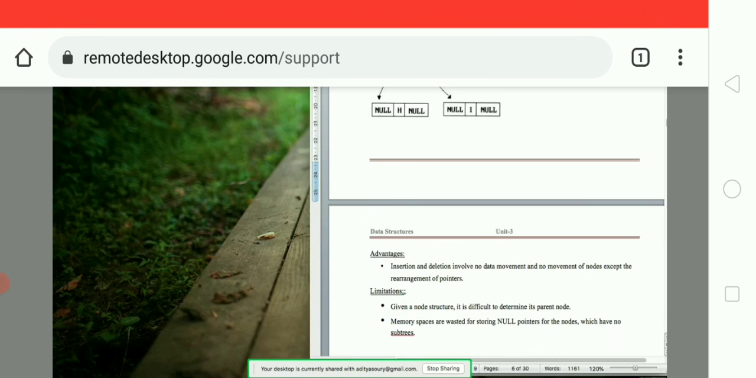So I hope you understand the topic, how to represent the binary tree in arrays and in a linked list. And we have already seen the advantages and disadvantages, both theoretically and by using examples.